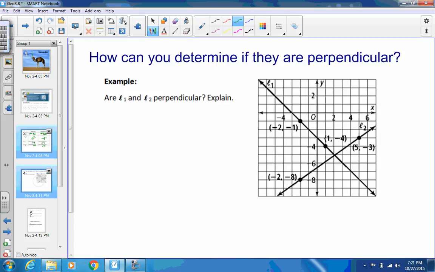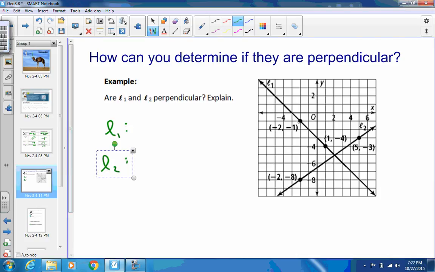Okay? So let's look at this one right here. How can you determine if these two lines are perpendicular? Because they look kind of close, but it's hard to tell exactly if they are perpendicular or not. Well, we want to figure out if line 1 and line 2 are perpendicular. So I think part of this has to do with just finding the slopes. So let's just find the slope of line 1 and line 2. And that'll tell us then if they're perpendicular or parallel or neither.